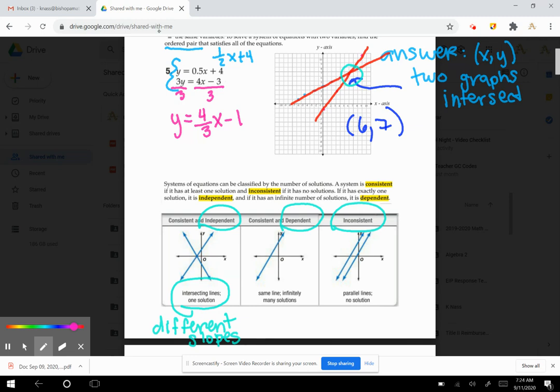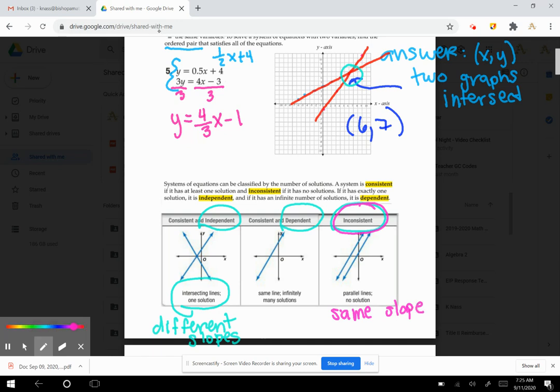Okay, if you get two lines that are parallel, it's all the way over here. It's inconsistent. They're parallel lines. There's no solution. The reason why there's no solution is it never intersects. So the way to see if they're parallel lines is parallel lines have the same slope. And we know that because we learned that last chapter.